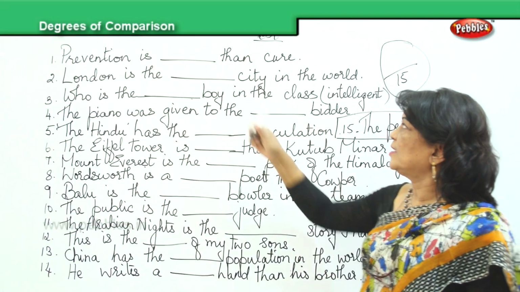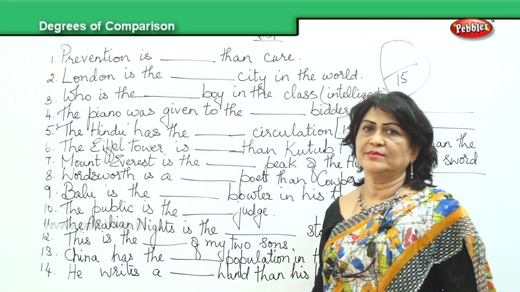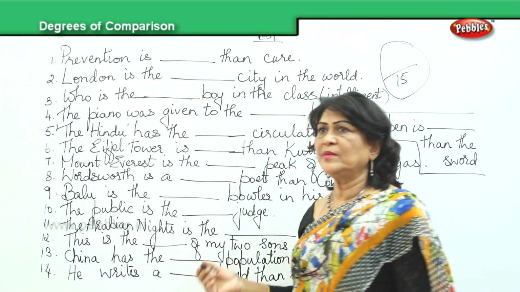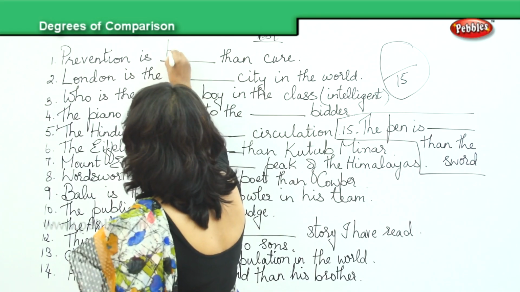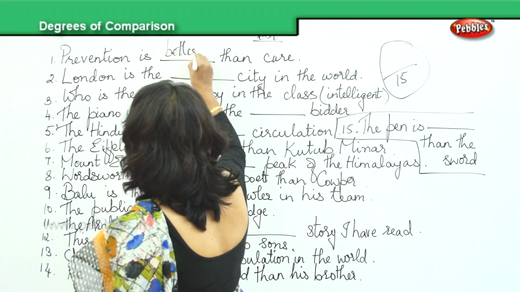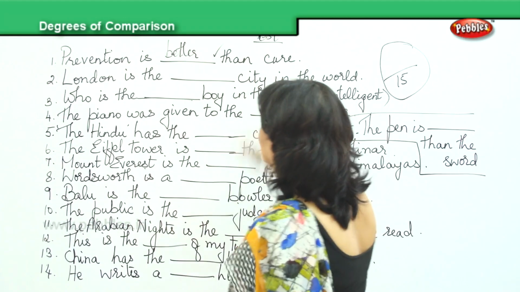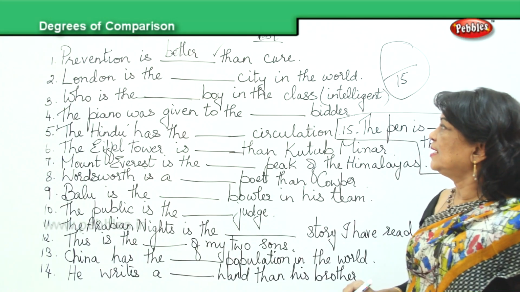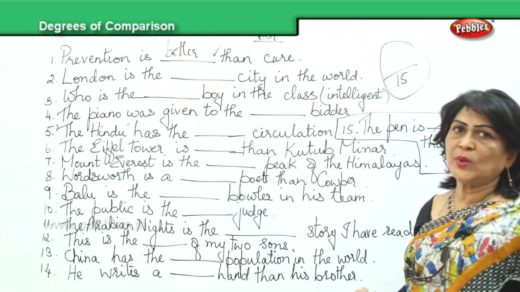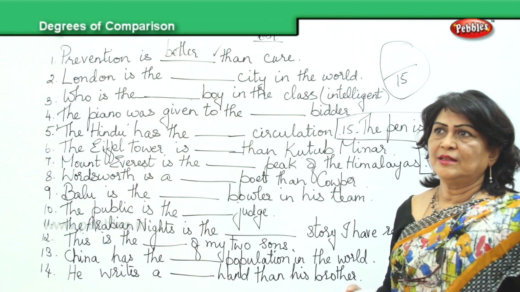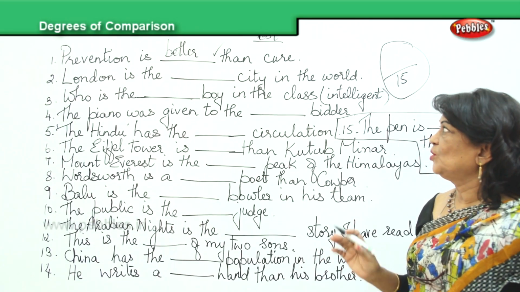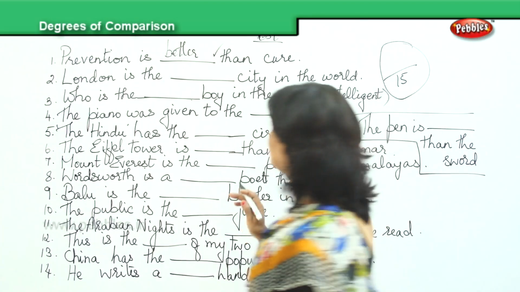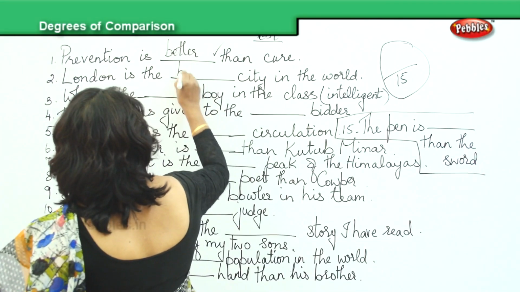Prevention is dash than cure. What would you write there? It's a very well-known axiom. Better. Yes. If you've written better, put a tick mark there. Okay. London is a dash city in the world. London is always busy. So what will you write there? London is the busiest city in the world.